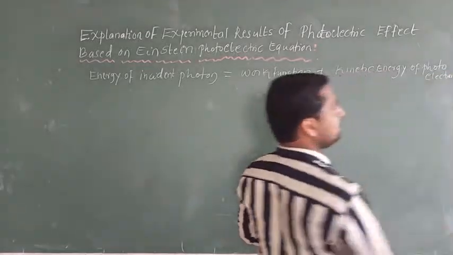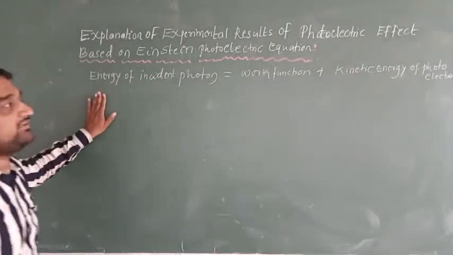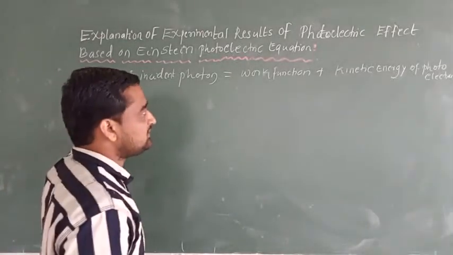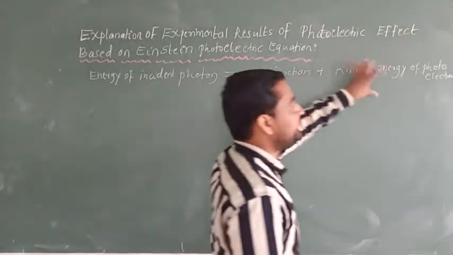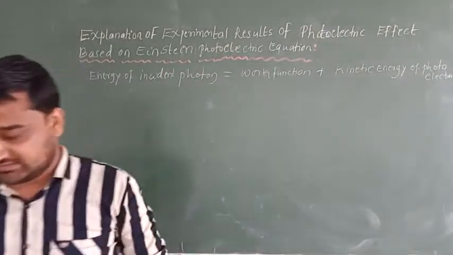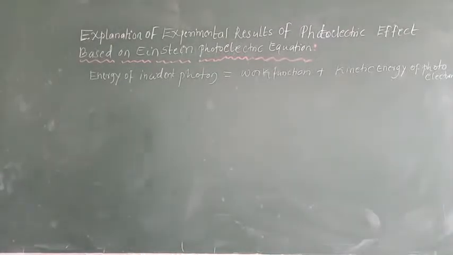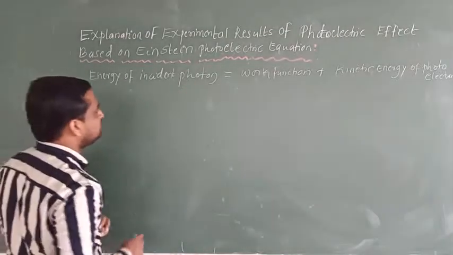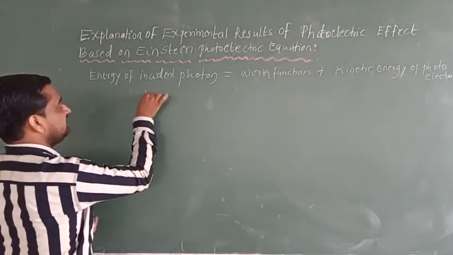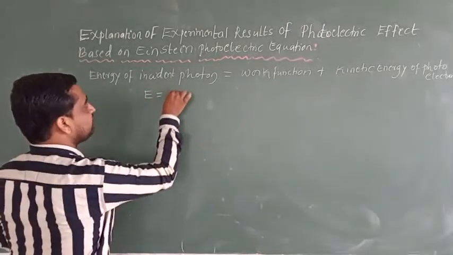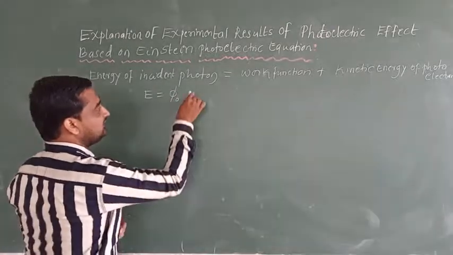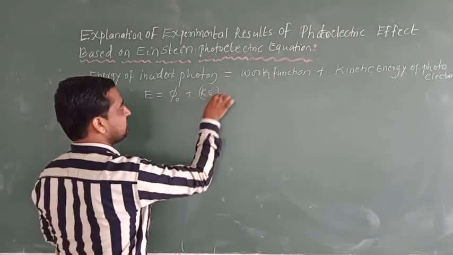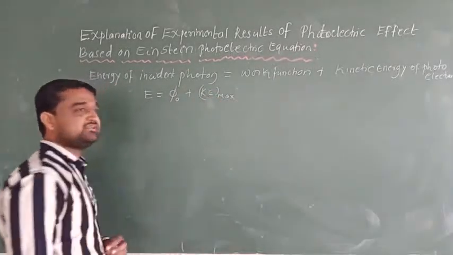So according to the law of conservation of energy, this equation should be satisfied. The total energy of the incident photon must be equal to the work function plus the kinetic energy of the ejected electrons, or the maximum kinetic energy of the emitted photoelectrons. So in this way we are going to write it in symbolic form. We can write E is equal to the work function, phi naught, and the kinetic energy is denoted as what? The maximum kinetic energy of the emitted electrons.